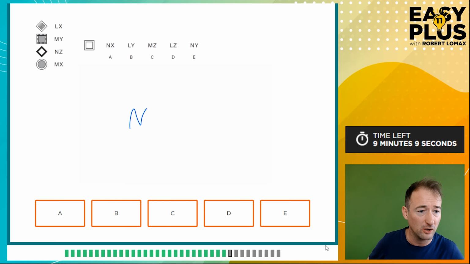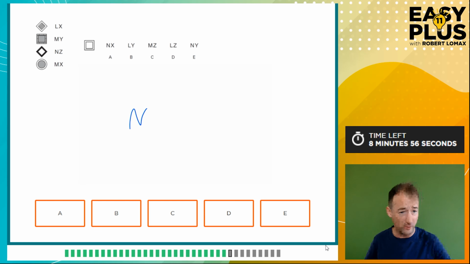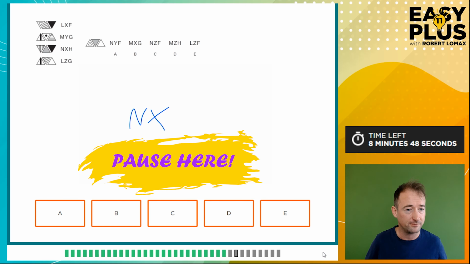Okay, second column, we've got X, Y, Z, X. So that's the first and last. What do the first and last have in common? They have that the outer section is white. So I think X means outer section white. And that's the case in our question shape as well. So we're going to have NX. I reckon NX is A. And we move on. Next one.